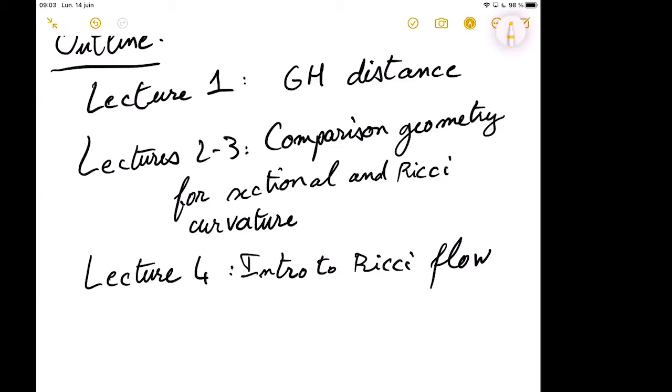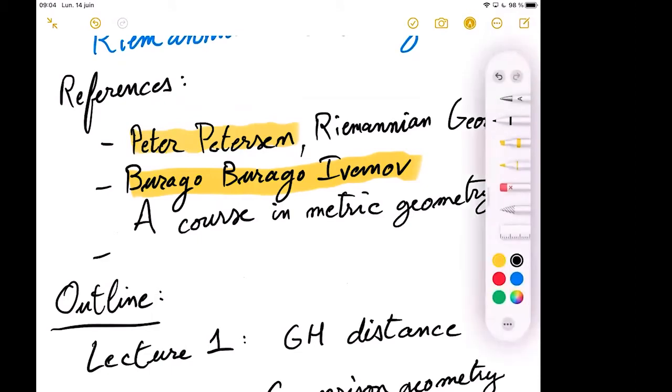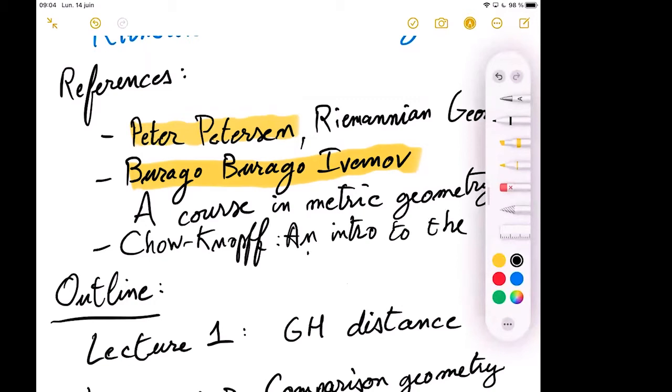And the fourth lecture, as an intro to the course by Professor Bamler in the second week, will be an intro to Ricci flow. Or maybe I should add here another reference for Ricci flow. So yeah, the book by Chow and Knopf is a good intro. An introduction to the Ricci flow.